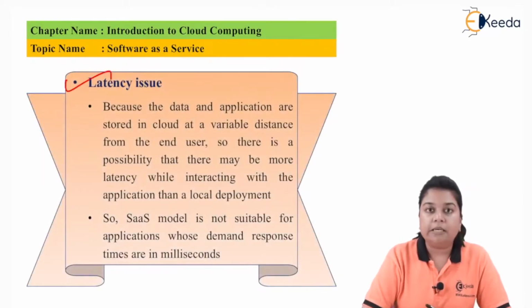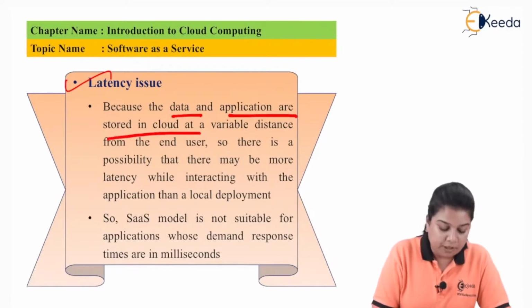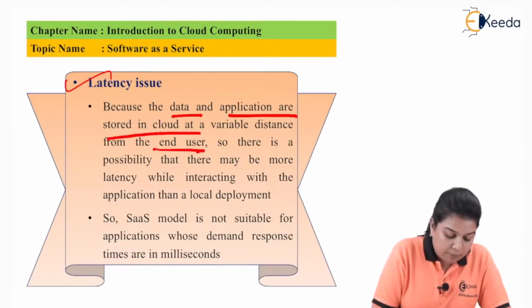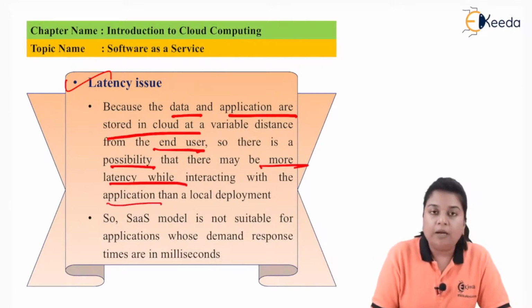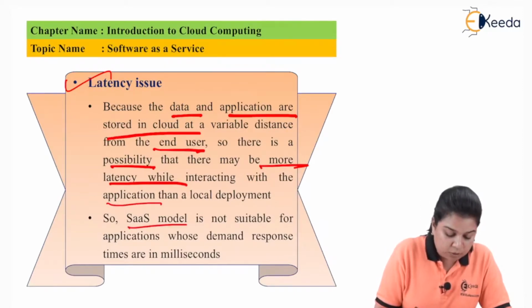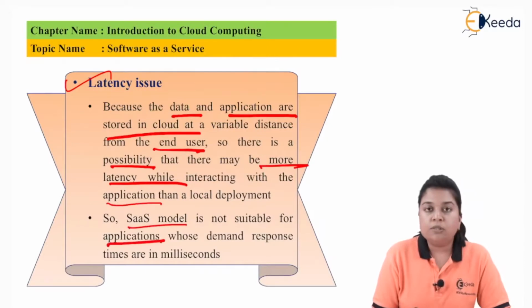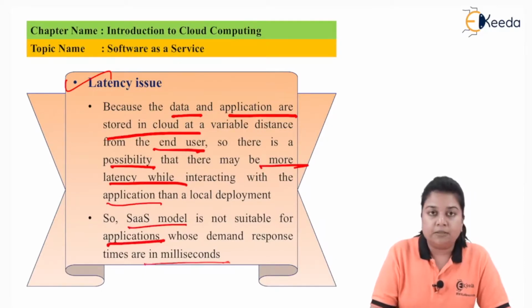Next point is latency issue. Because the data and application are stored in a cloud at a variable distance from the end user, there is a possibility that there may be more latency while interacting with the application than a local deployment. So, the SaaS model is not suitable for applications whose demand response time is in milliseconds.